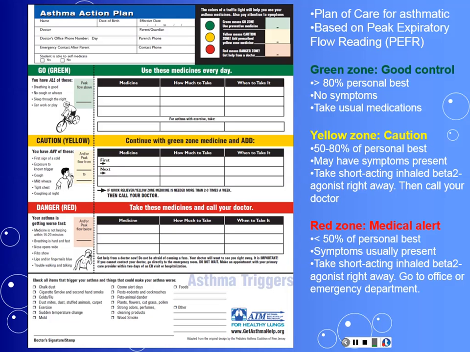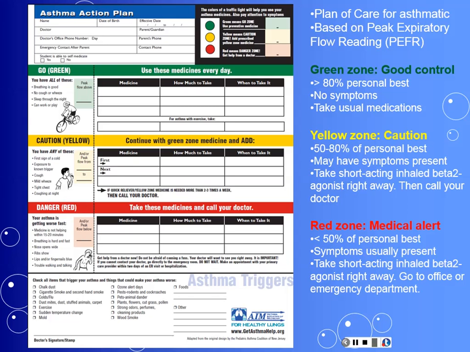What that's going to do is put them in a zone. Okay. So green zone is good control. It's greater than 80% of their personal best. So the best of three blows on that peak flow reading, and that number that you took, greater than 80% of that, and they're having no symptoms, they're just going to take their usual meds. If all they have is a rescue inhaler, they don't take anything. If they're one of these with severe persistent asthma and they have multiple meds, they're going to take those as scheduled.